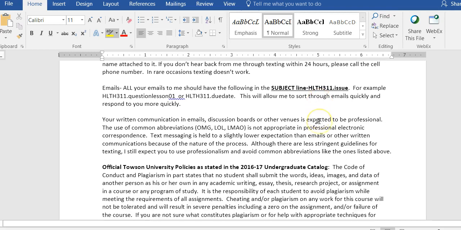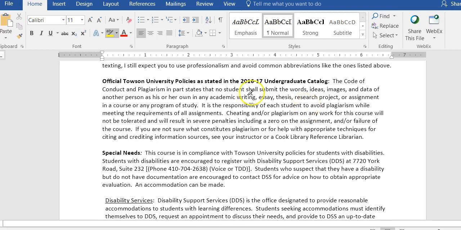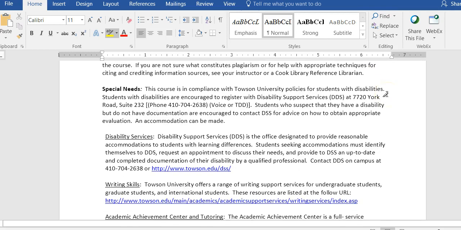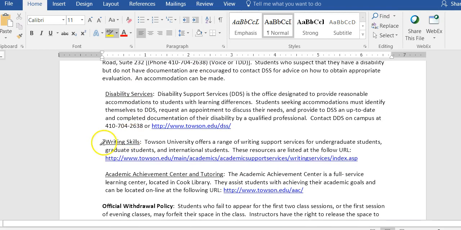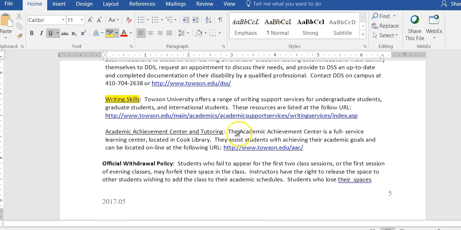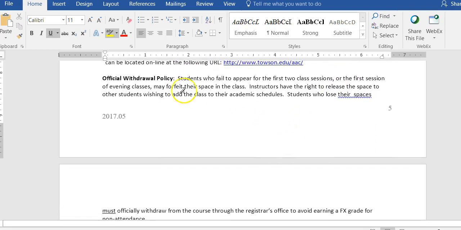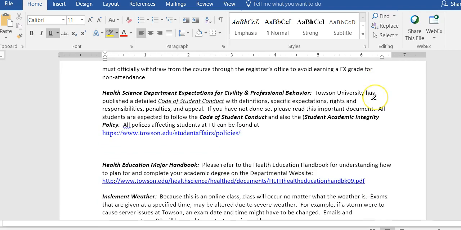Emails, it tells you how to set up emails. It tells you about the undergraduate catalog. If you have any type of special needs, we have disability services. If you have trouble writing, please take advantage of the Writing Lab. They do wonders. And there's also tutoring and the academic achievement center. Withdrawal policy you can read on your own.